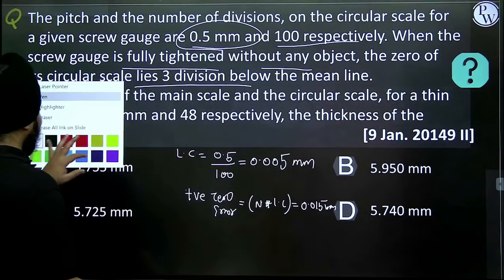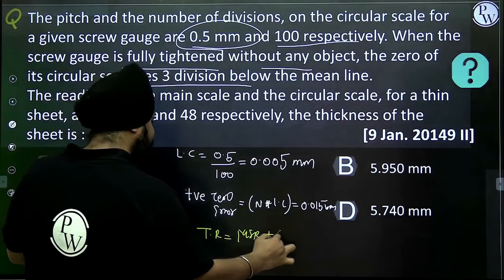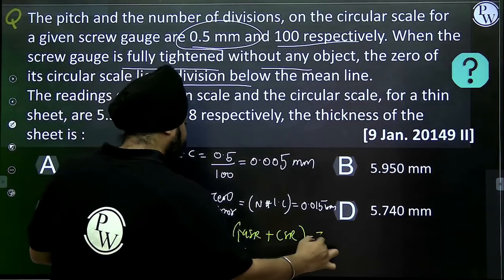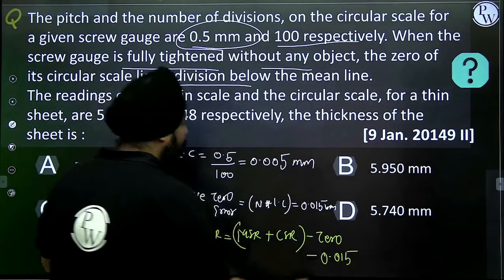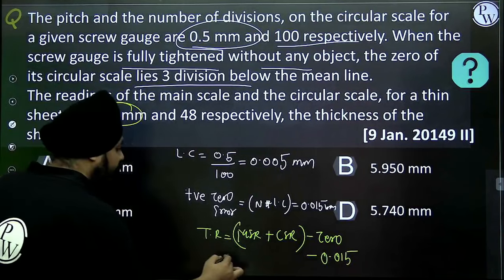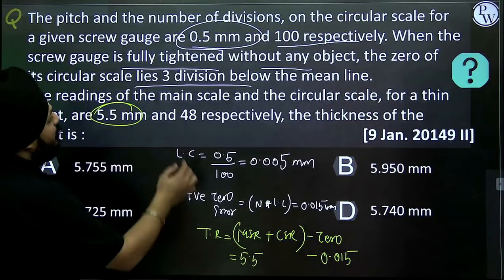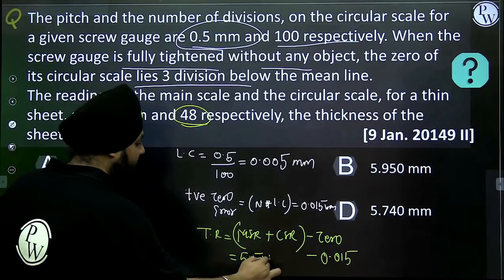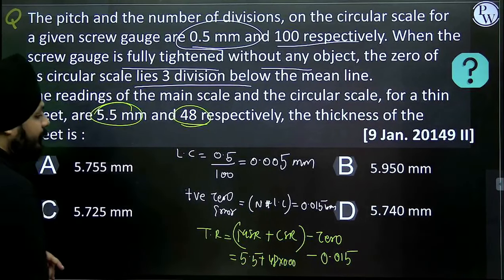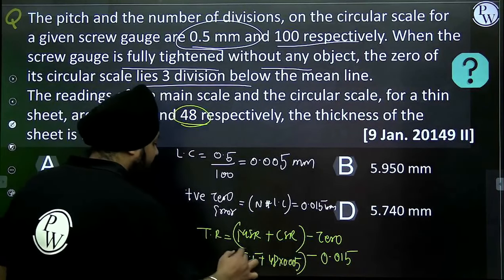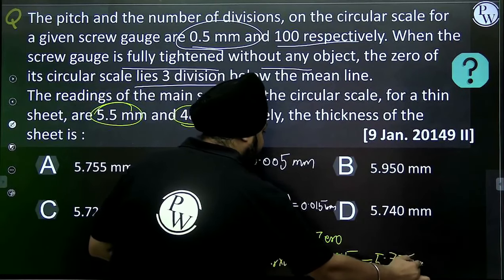Now what will be our total reading? The total reading is equal to main scale reading plus circular scale reading minus 0 error. 0 error we got as 0.015. Main scale reading is given as 5.5 mm, right? Plus circular scale reading: 48 divisions coincide when the object is kept. So 48 into 0.005. Whenever we solve this, we will get the answer of 5.725 mm.